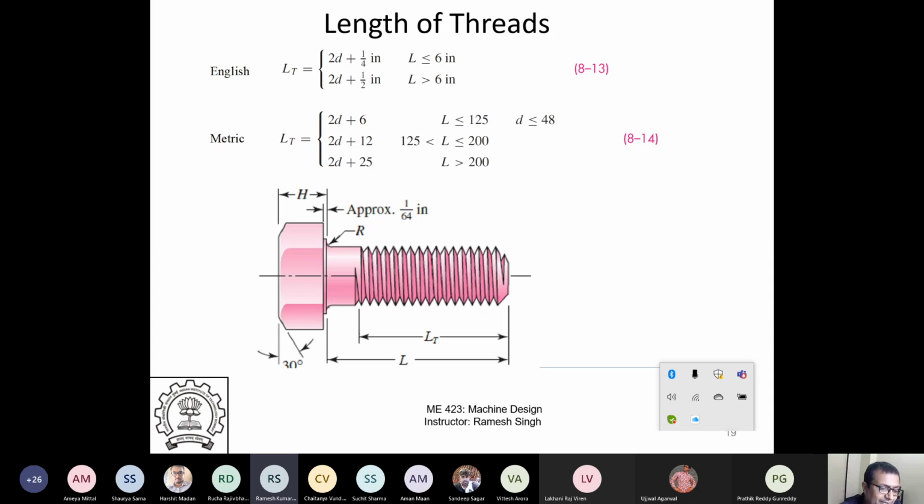The length of threads LT, if you have English ones, which are the UN kind of threads: the threaded length LT is 2D plus 1/4 inch for bolts less than 6 inches, and 2D plus 1/2 inch for longer ones. And for metric, LT is 2D plus 6, or 2D plus 12 to 25, depending upon the length of the bolt. Okay, so the threaded portion relative to the total is a function of the actual complete length.